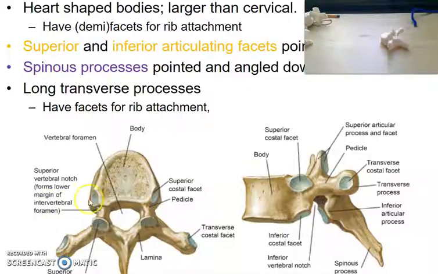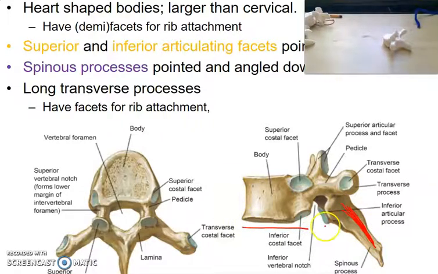So the bodies of these look like hearts. I guess it looks like a heart. And it's going to have a very, very steep spinous process. So see how steep this is going down. So that's the horizontal plane. It's very, very steep going down. And it has these two cute little demifacets on the body. And this is where the head articulates with.